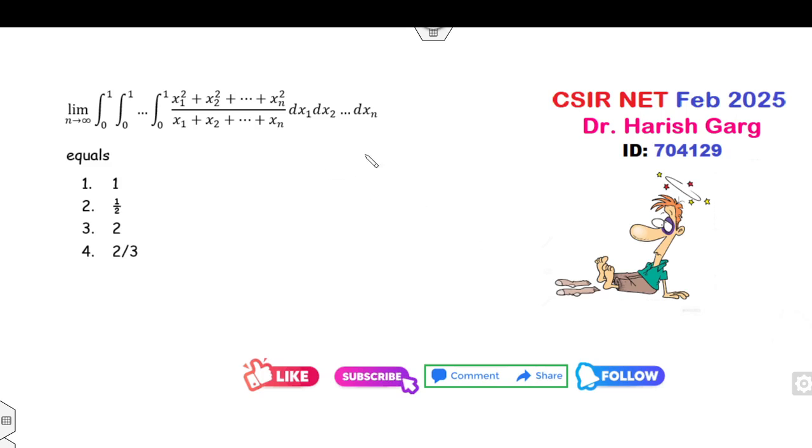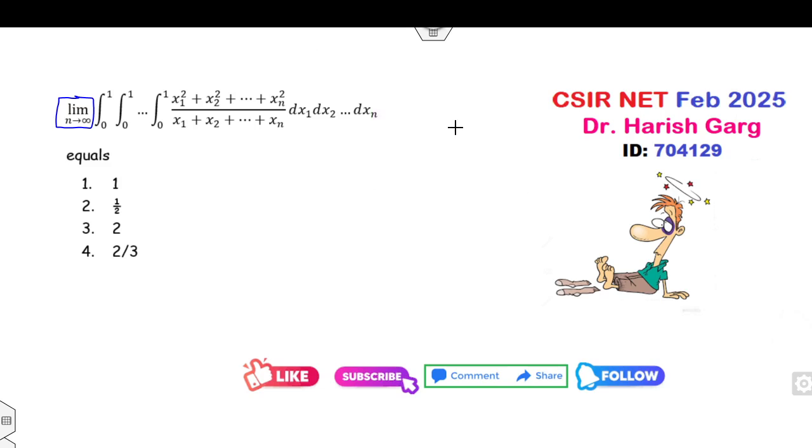Okay, look at this another one. This is the limit as n approaches infinity of the nth integration of this. So I can say this is the limit as n approaches infinity, integration from 0 to 1 over the cube.